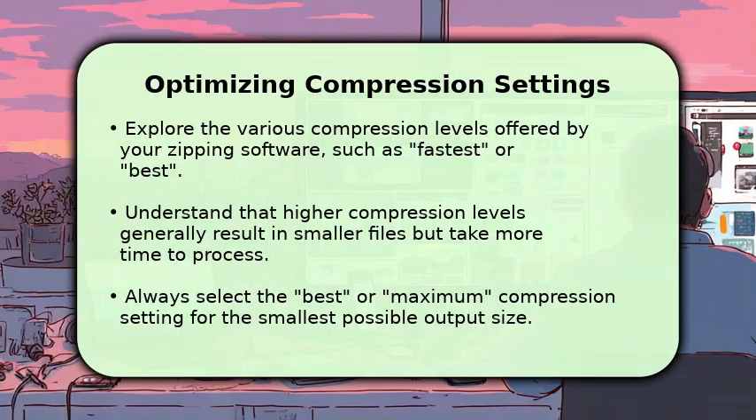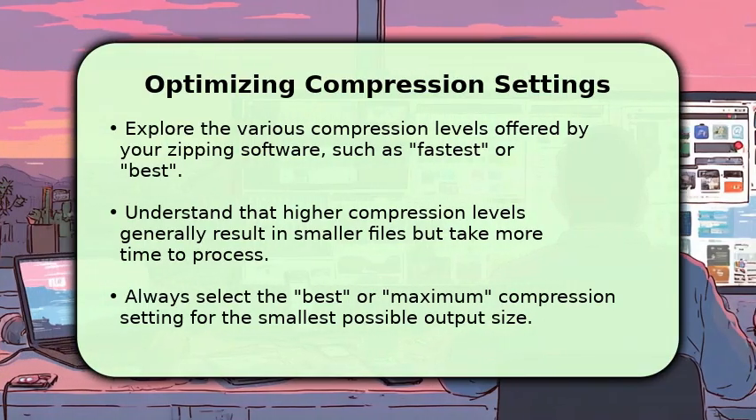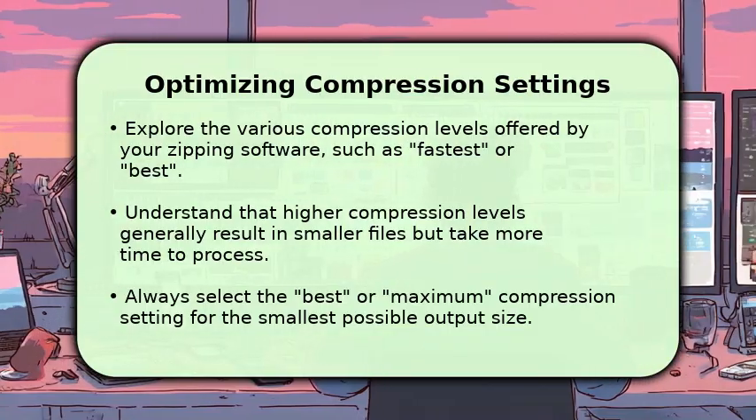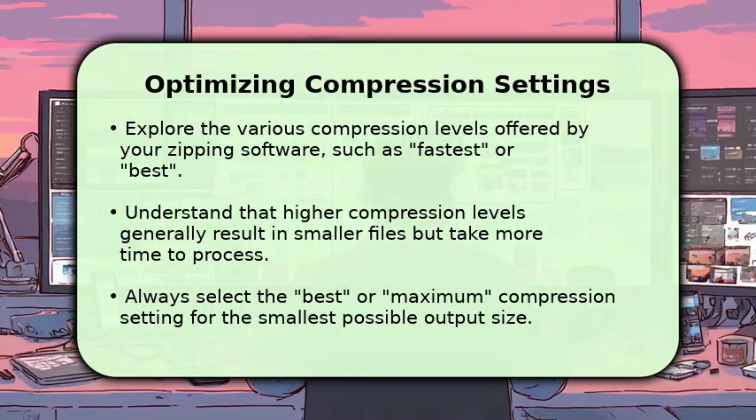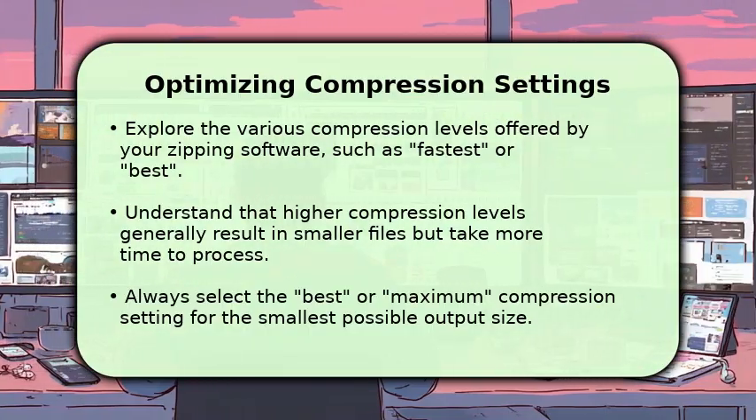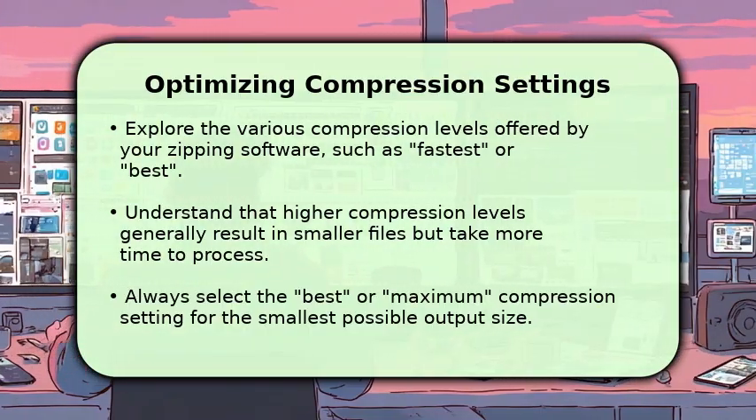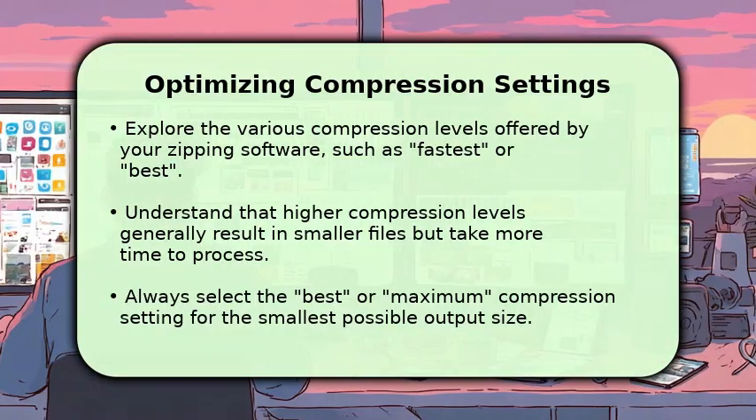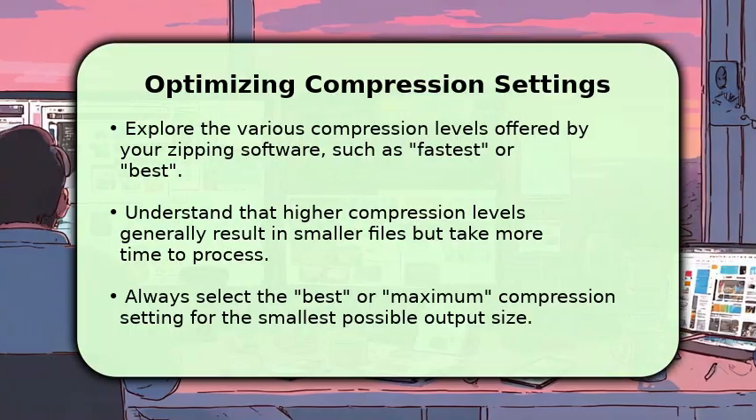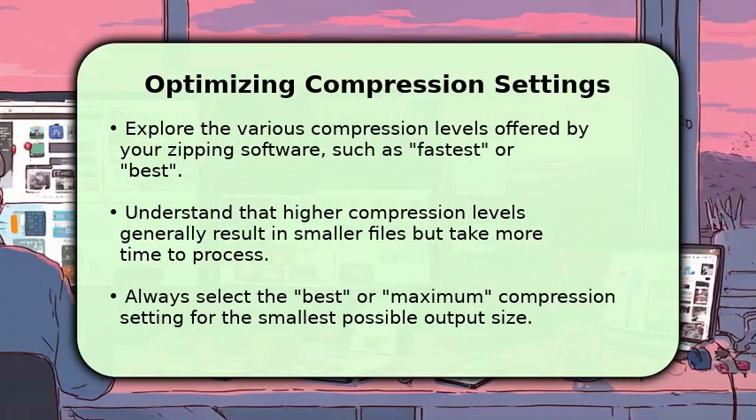Most tools offer options like fastest, normal, or best compression. While fastest is quicker, it provides minimal size reduction. For the smallest possible file, always choose the best or maximum compression level. This setting instructs the software to work harder, often achieving a size reduction of 50% or more, though it might take a few extra moments to complete the process.